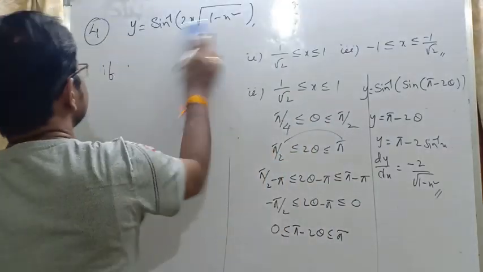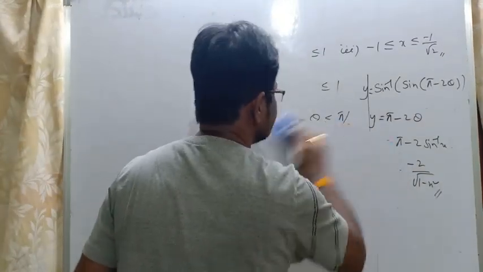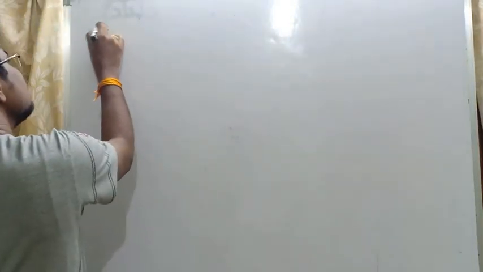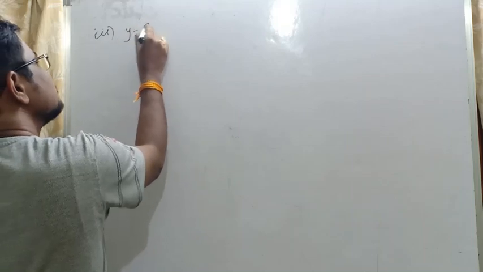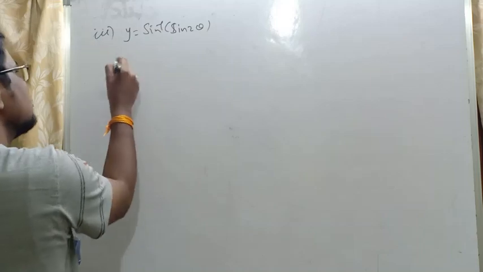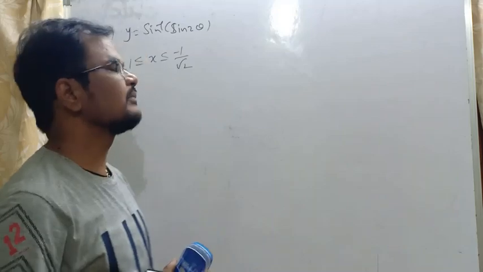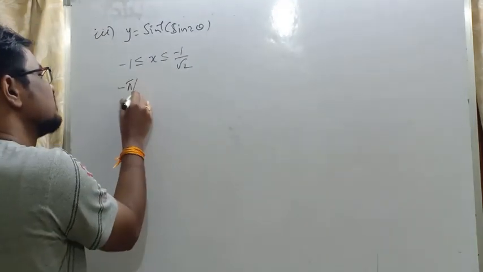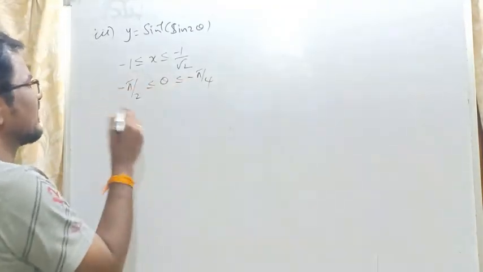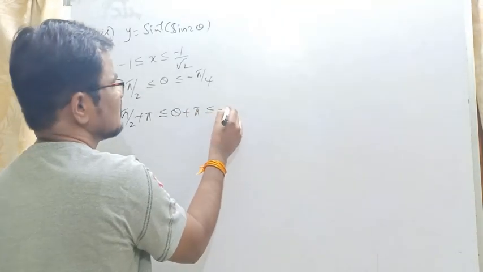Next one. And the third one: what is given? Y equal to sine inverse of sine 2 theta. Now the third condition is minus 1 less than or equal to x less than or equal to minus 1 by root 2. Apply sine inverse on both the sides: minus pi by 2 less than or equal to theta less than or equal to minus pi by 4. So add pi on both the sides.